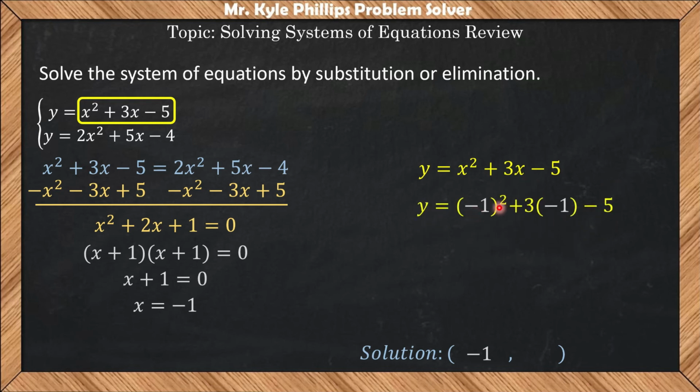So negative 1 squared is 1. 3 times negative 1 is negative 3. So 1 minus 3 is negative 2. And then negative 2 minus 5 is negative 7. So our solution here is negative 1, negative 7.